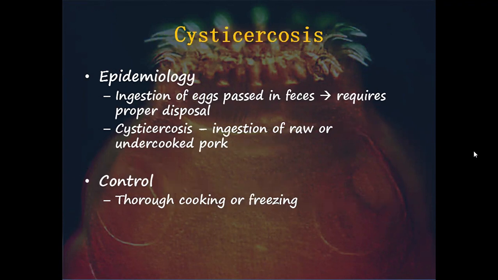So epidemiology, ingestion of eggs will be passed in the feces. So how do you prevent? There should be proper disposal of waste. Okay, to prevent cysticercosis, you avoid ingestion of raw or undercooked pork. You can do, for example, thorough cooking or freezing of pork prior to eating them.